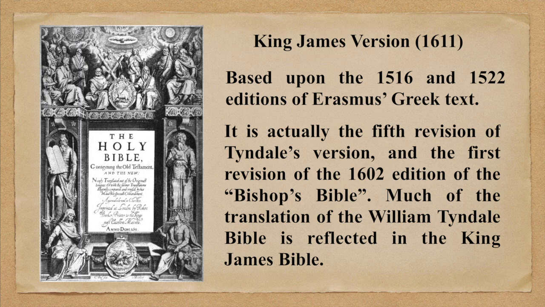It is also interesting to note that this translation was never really authorized. This is simply an assumption that is taken from the title page, which read, "Appointed to be read in churches," meaning it was replacing the Bishop's Bible for public use. Also, the King James Version is not really a version, but rather a translation. It is actually the 5th revision of Tyndale's version and the first revision of the 1602 edition of the Bishop's Bible. Much of the translation of William Tyndale's Bible is reflected in the King James Bible of 1611.